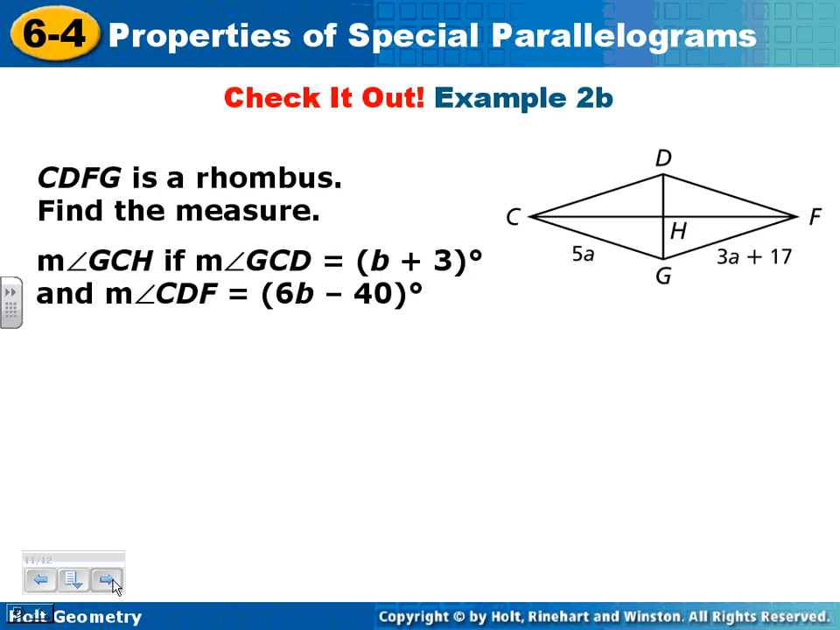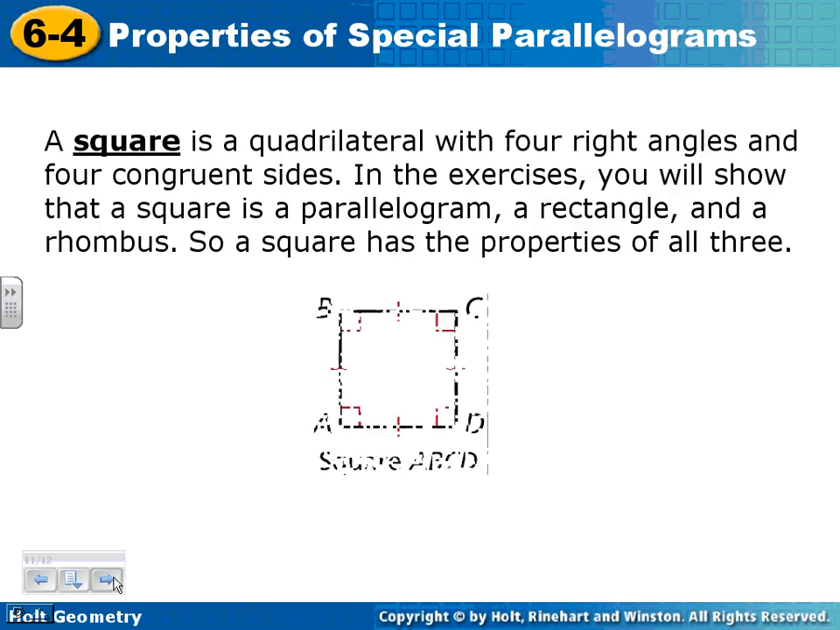Let's look at another one. I'm sorry, I wanted to skip this one. So put an X in this box. I'm sorry, didn't want you to include this one. I'm going to go to this last slide.